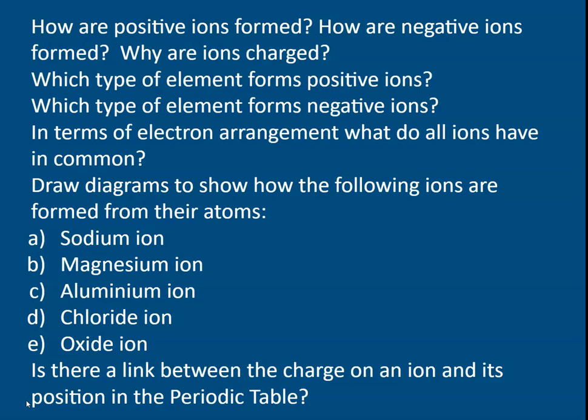Which group is sodium in? What type of ion does it form? Which group is magnesium in? What type of ion does it form? And so on. So is there a link between the charge on an ion and its position in the periodic table? Yes, but amplify on that answer, please. Spot a pattern for metals and another pattern for non-metals, please.